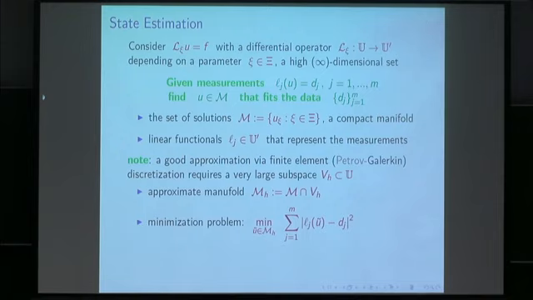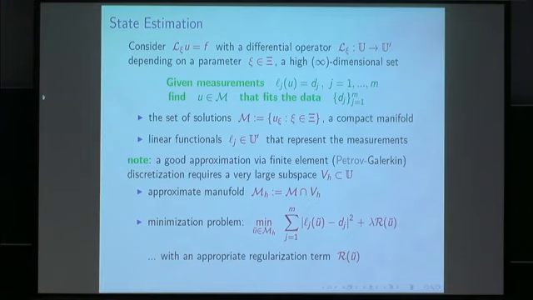So the minimization problem, this is actually not a minimization problem, because there are plenty of solutions for this, because we have a finite number of measurements. So we can make this zero. However, to fix the solution, we usually add some regularization term. So that is the usual way to get a state estimation.